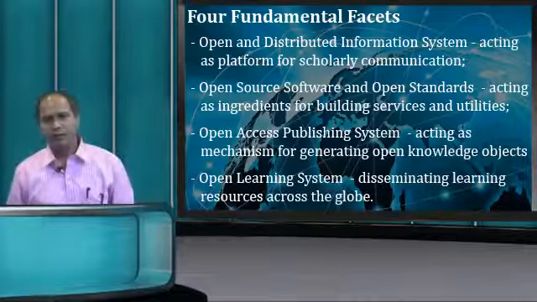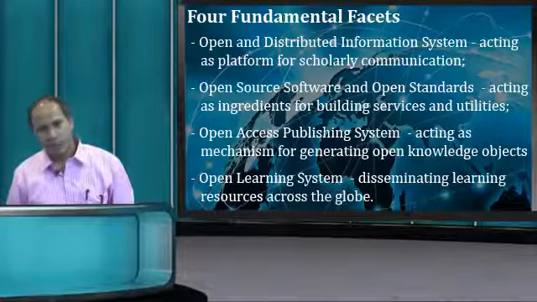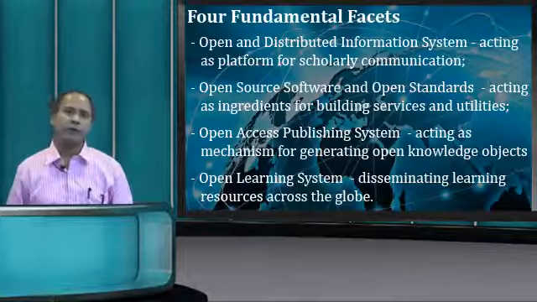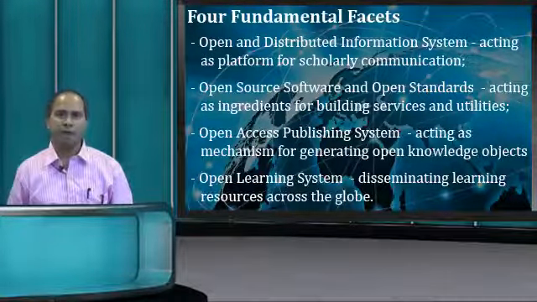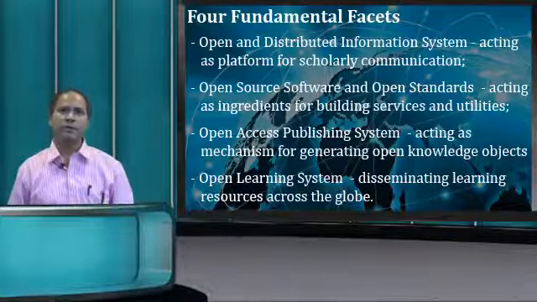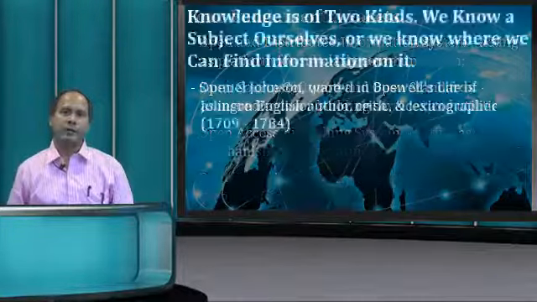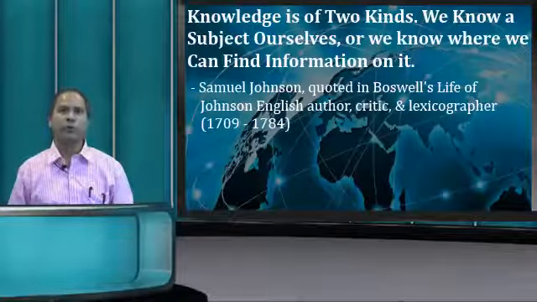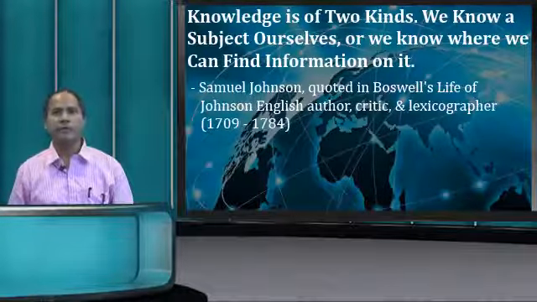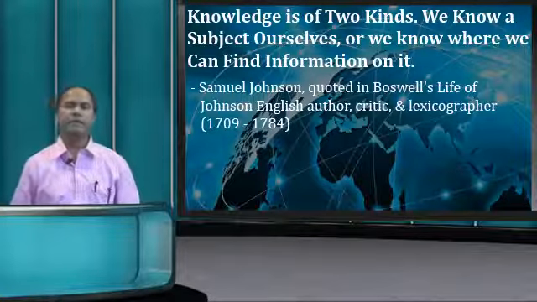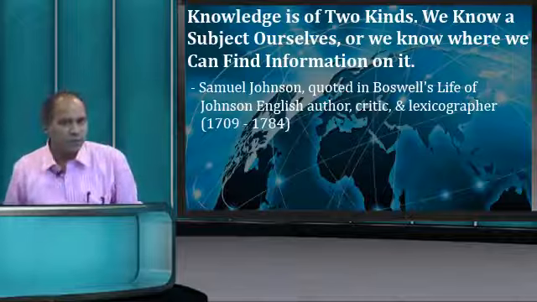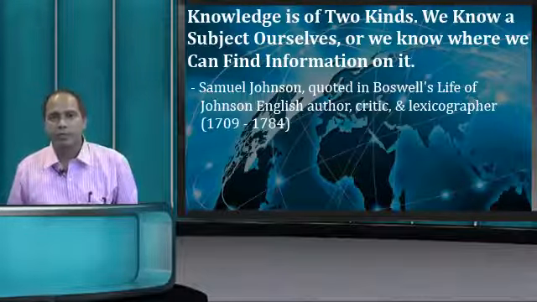But before making a quantum jump into the core of the internet, here I would like to quote the famous lexicographer Dr. Samuel Johnson. He once said that knowledge is of 2 kinds: we know a subject ourselves, or we know where we can find information on it. It simply means that knowledge has 2 facets. The first facet is what is the knowledge, and the second facet is where is the knowledge.